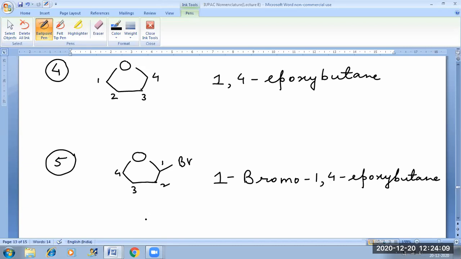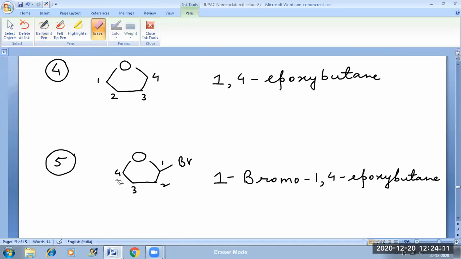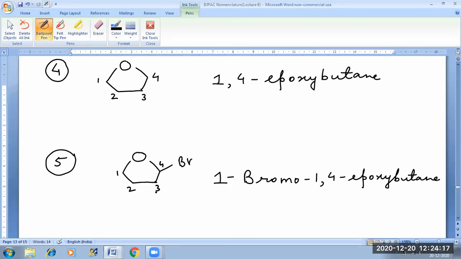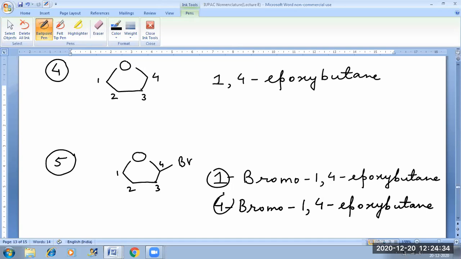This is the fifth one. I cannot number like this, 1, 2, 3, 4. This is wrong. Because if I do that, then the name will be 4-bromo-1,4-epoxybutane. This will be the name. So out of 1 and 4, 1 is lower. Definitely this will be chosen as correct and this will be wrong. So this way of numbering is wrong and this is correct.